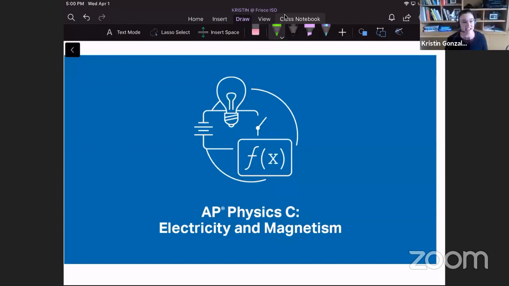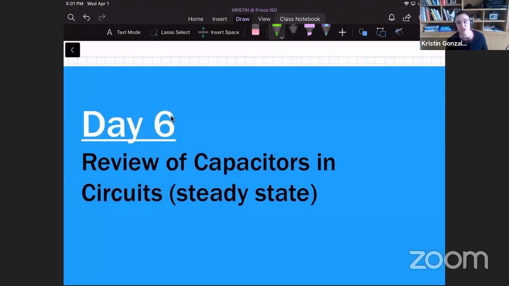Okay, and today we are going to be talking about capacitors and circuits. So today is going to be a little bit of a review. We've been talking about magnetism and finishing out the content for the year, because colleges really are expecting that you know the rest of the material, even if you're not going to be tested on some of these topics that we're talking about this week. But today is an exception.